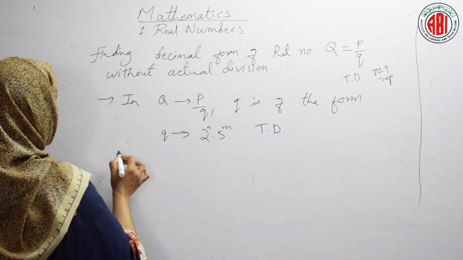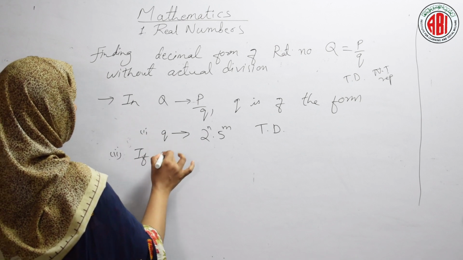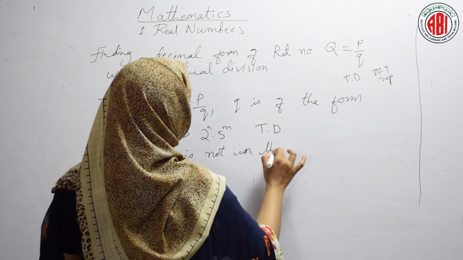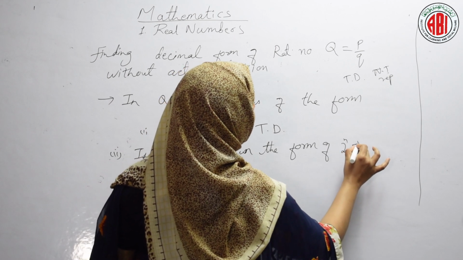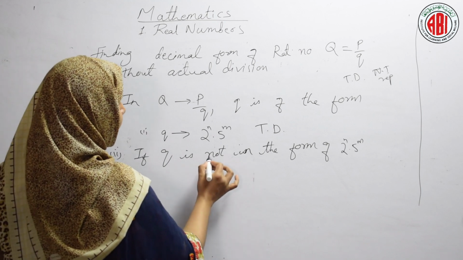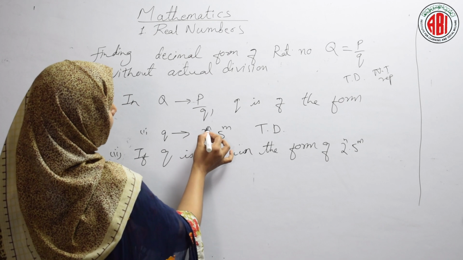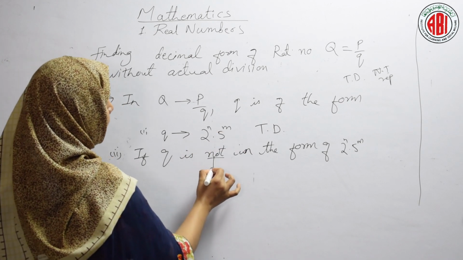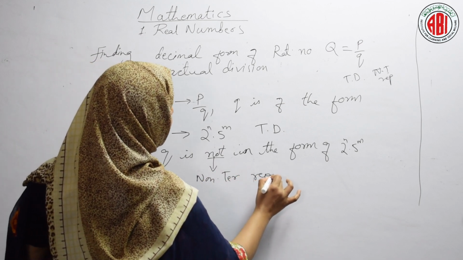Suppose q is not in the form, the second case; this was the first one. If q is not in the form of 2 power n into 5 power m, then directly we can say that it is a non-terminating repeating decimal. If the factors of q do not come in the form of 2 power n into 5 power m, we can say it is a non-terminating repeating decimal.